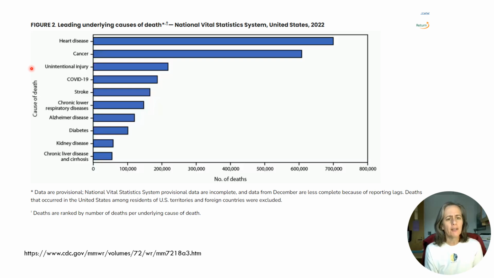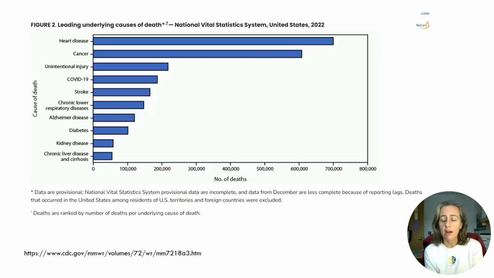If you're kind of confused and you didn't think that not that many people were dying in car accidents, that is true. Unintentional injury also includes overdoses. So we did see a lot of overdoses and car accidents, but more overdoses in 2022. And COVID actually fell to #4 in 2022.